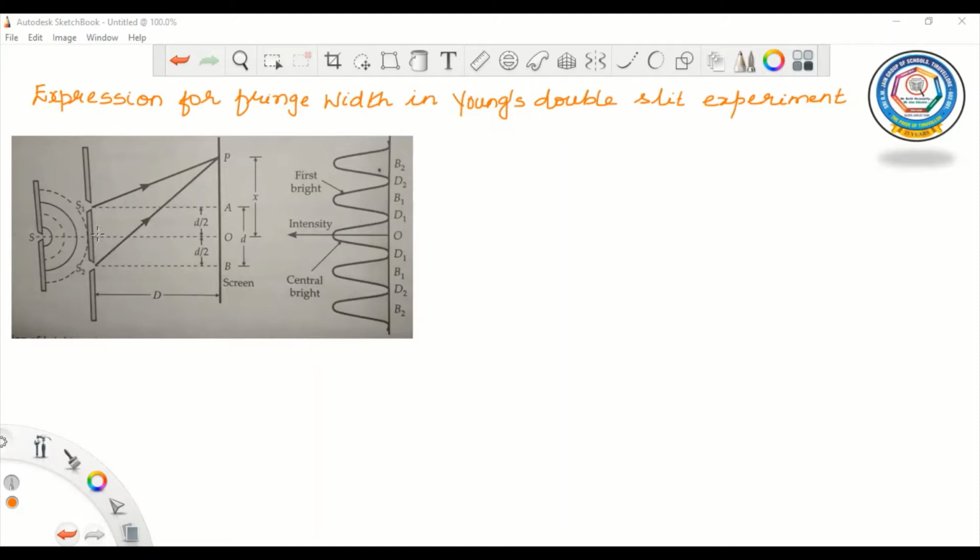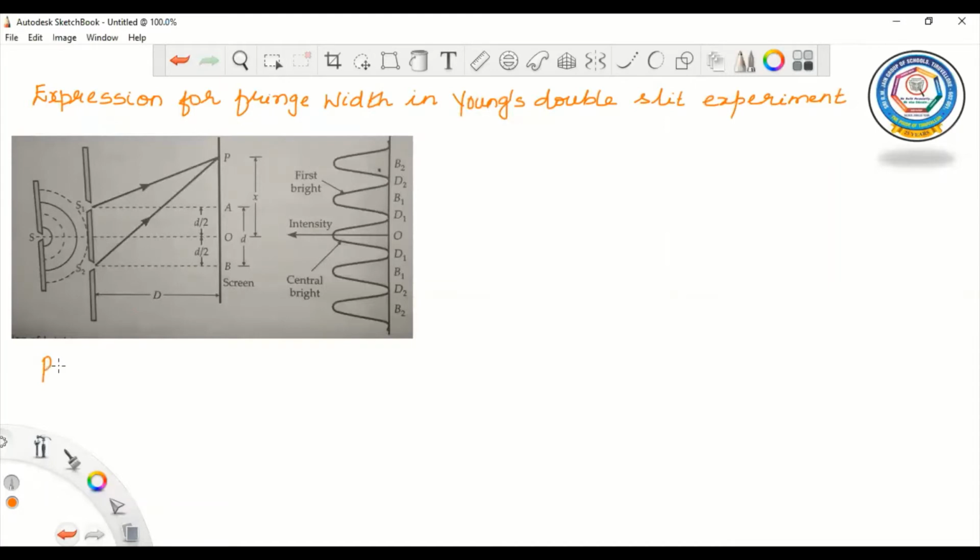The interference fringes are obtained on the screen, which is placed at a distance of capital D from the sources S1 and S2. So small d is the distance between S1 and S2, and capital D is the distance between the coherent sources and the screen. Now let us consider a point P on the screen, which is at a distance of x from the center. The nature of the interference at the point P depends on the path difference. So now let us find the path difference.